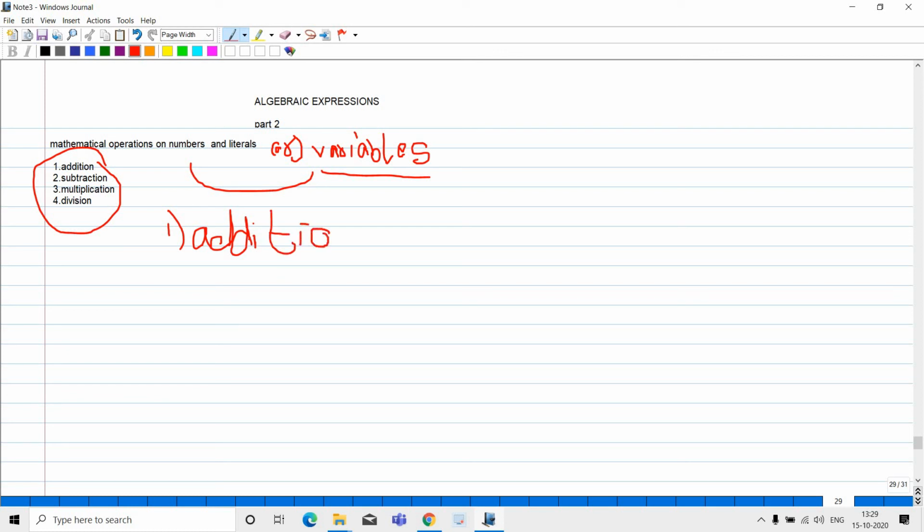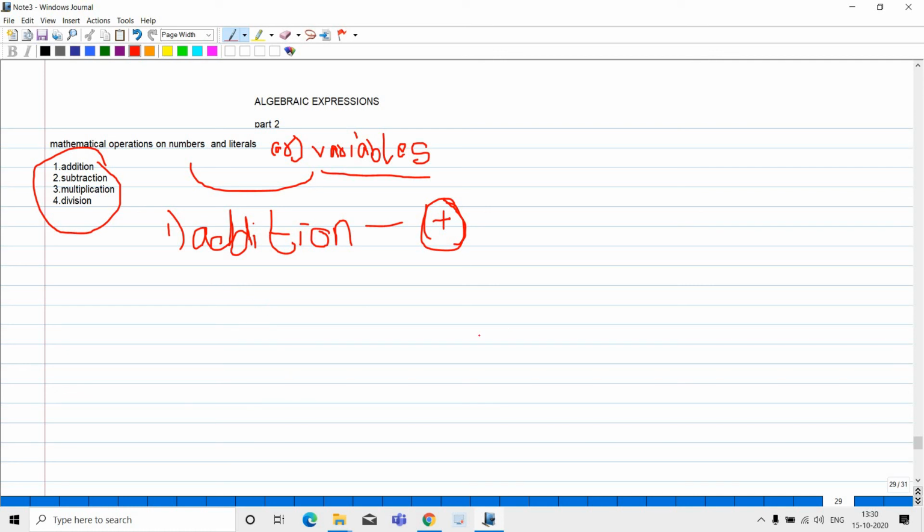What is the symbol of addition? Plus. The symbol of addition is plus. This symbol is used for combining numbers and variables. Combining means we are forming an algebra here. We know that algebra deals with numbers and symbols. Symbols are nothing but alphabets. So first, I am starting with an example. Then you can understand my point.